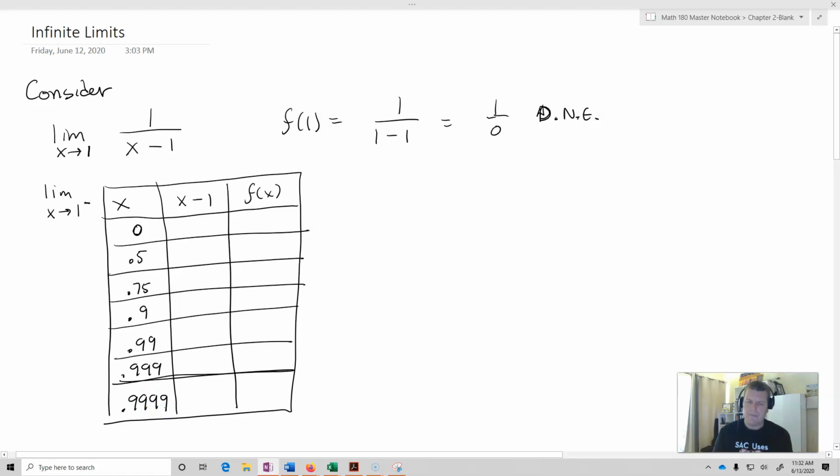and 0.9999. So x minus 1 here is going to be negative 1, negative 0.5, negative 0.25, negative 0.1, negative 0.01, negative 0.001, negative 0.0001. Notice that as I get closer and closer to 1, my x minus 1s get smaller and smaller, just like my x's. That's what should happen. We're getting really close to 0, but not hitting it.